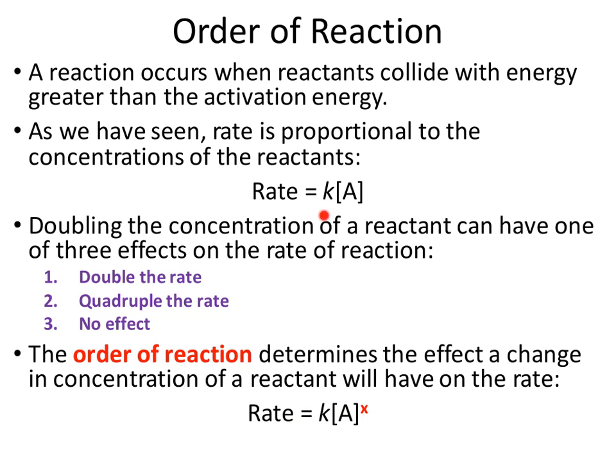Now when we doubled our A, we could have had three scenarios. If we doubled the concentration of A, we could have doubled the rate, we could have quadrupled the rate, or it could have had no effect at all. And what we saw based on the graphs was that as we doubled this, we also saw a doubling in the rate. And so mathematically, we're going to express that using a specific exponent.